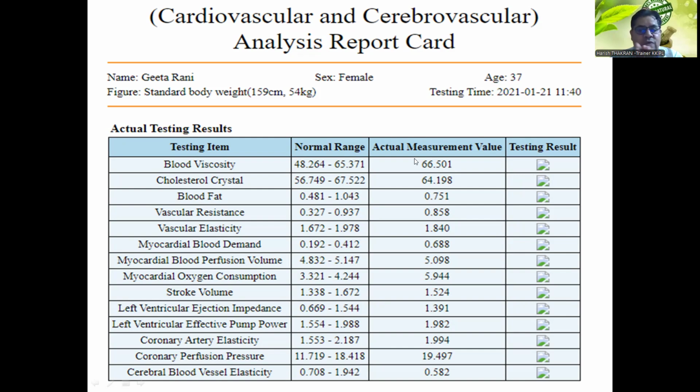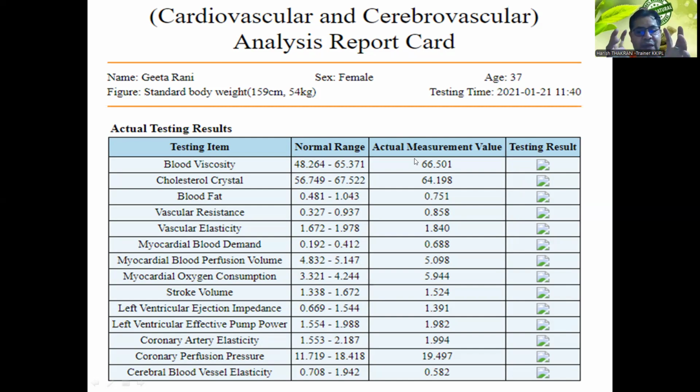The first word here is cardio, and cardio means heart. The second word is vascular, means blood vessels. Third word is cerebro, means brain. So if you look at these words, they are saying that this report card will give you a brief idea about the heart and brain blood vessels, which carry blood to our body, our heart and our brain.